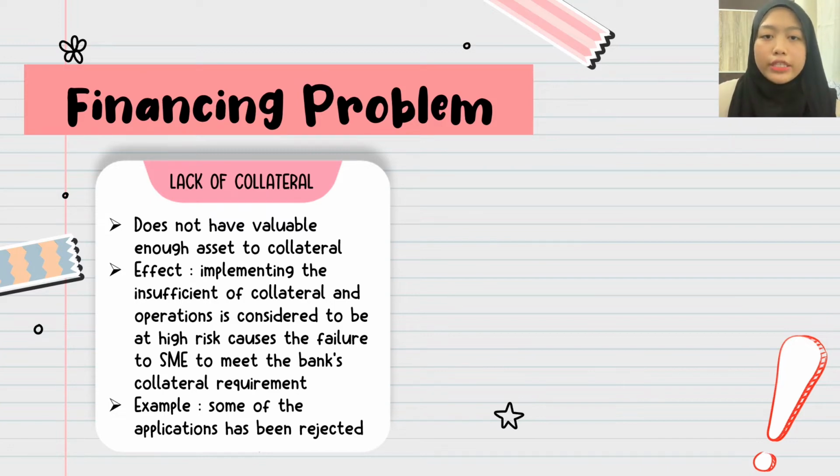The failure of SMEs to meet the bank's collateral requirement could be due to the fact they do not have any asset they can put forward as collateral. For example, some applications have been rejected for the purchase of ICT machines and equipment, rather than for research and development, which is R&D.